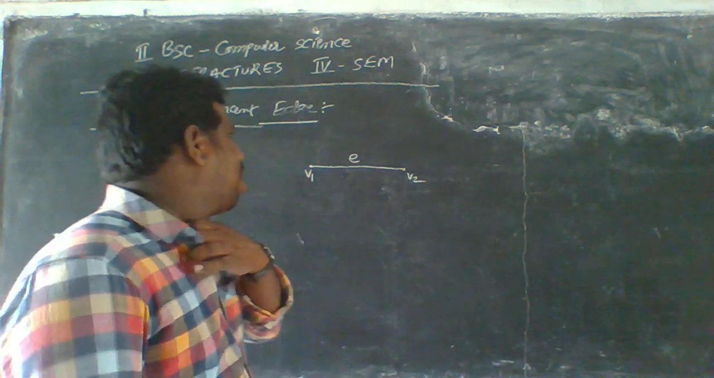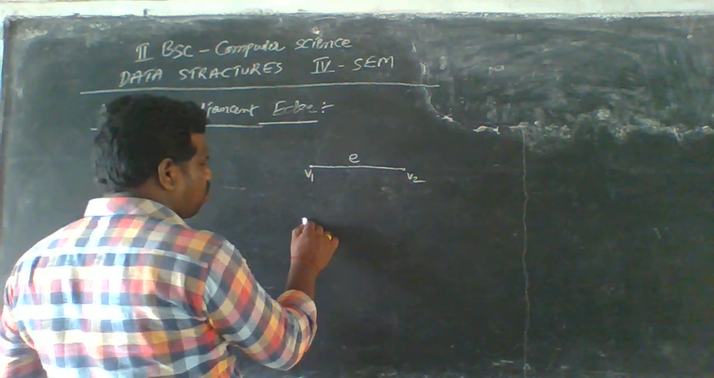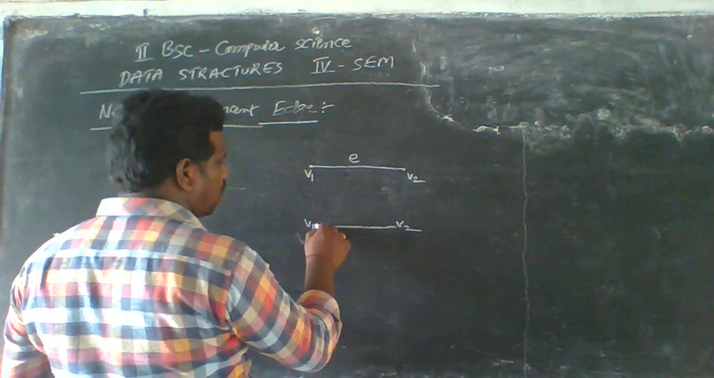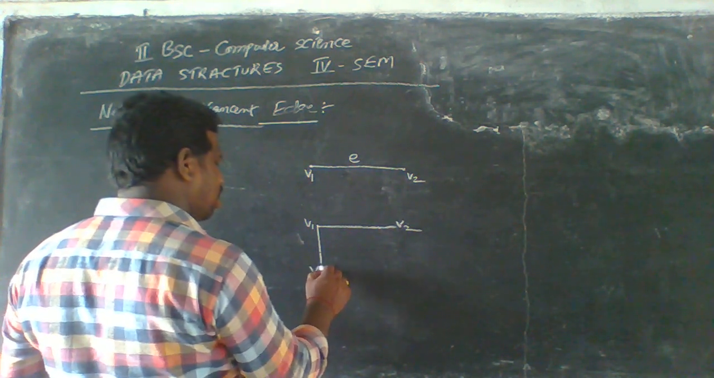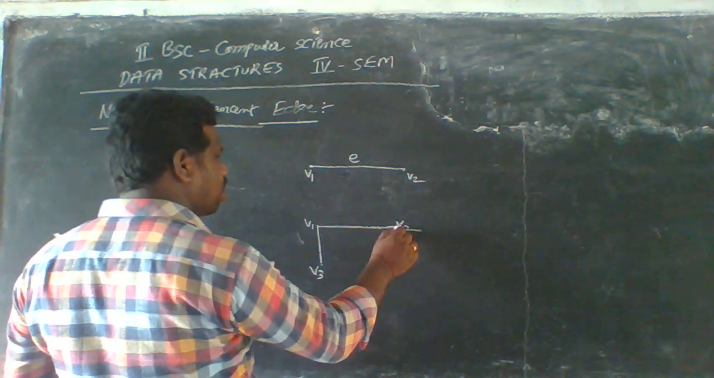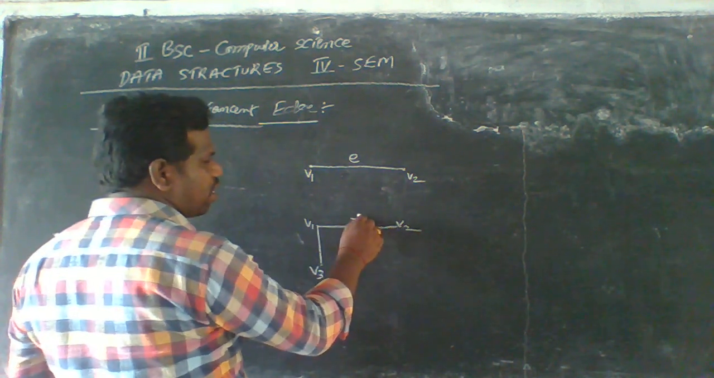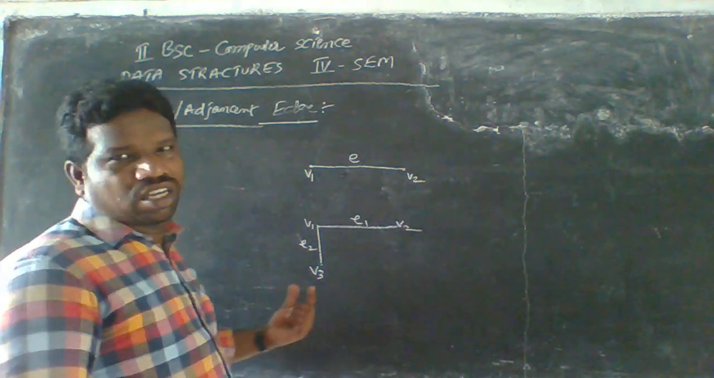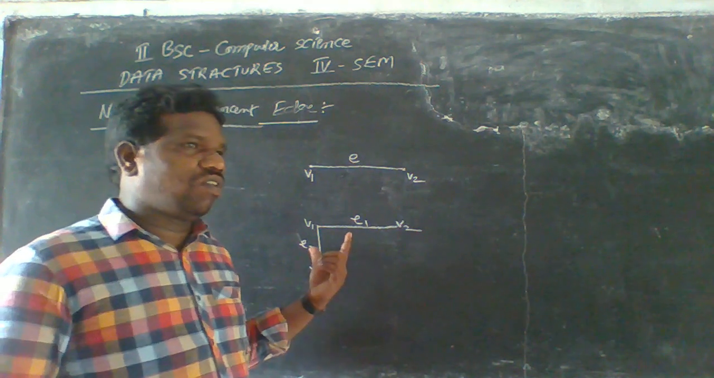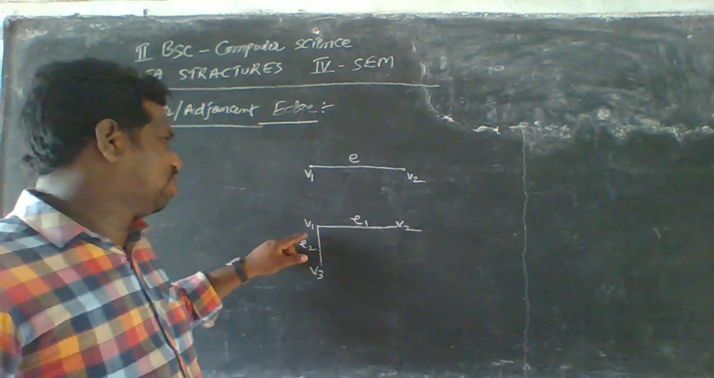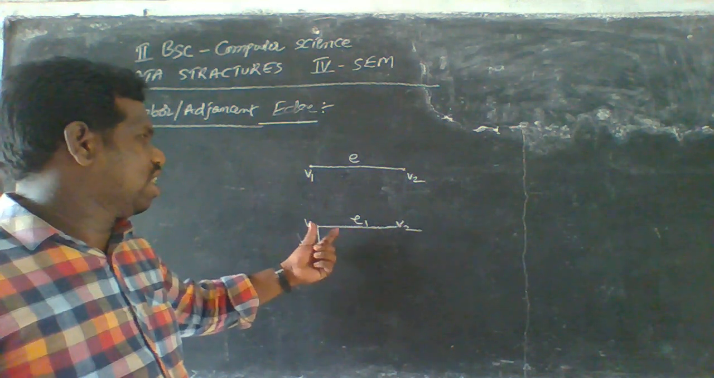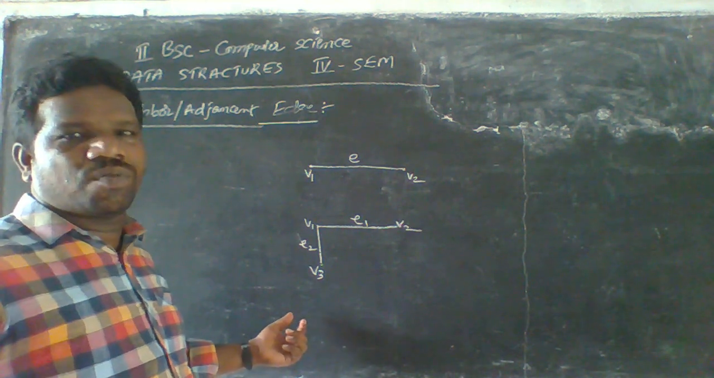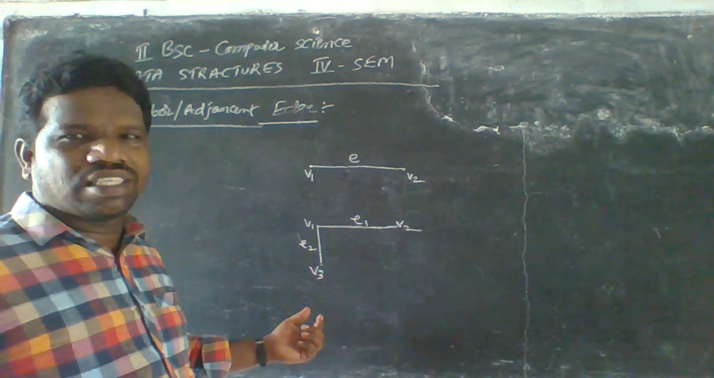Okay. For example, I am taking another node, that is called V1 and V2 and V3. Okay. So V1 V2 form an edge, and V1 V3 form an edge. In this scenario we have to see what an edge is here. V1 is formed here and V2 is formed here.